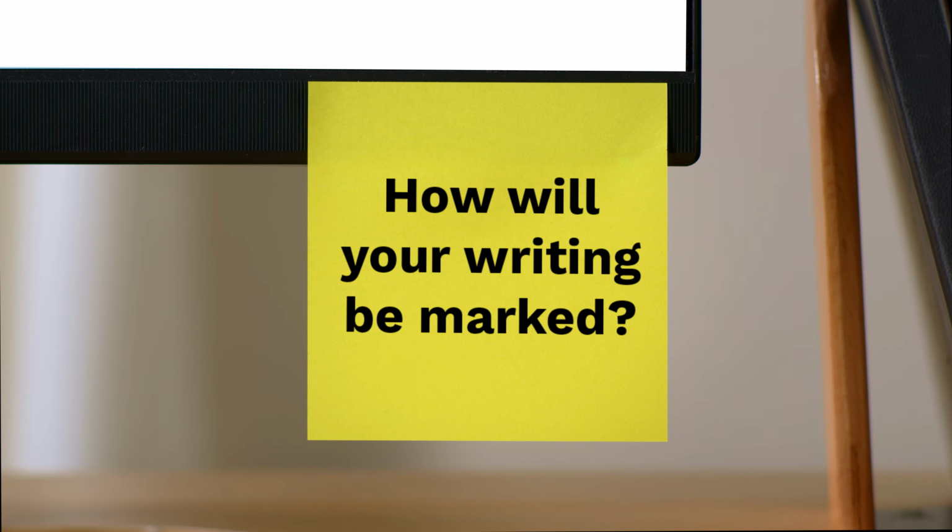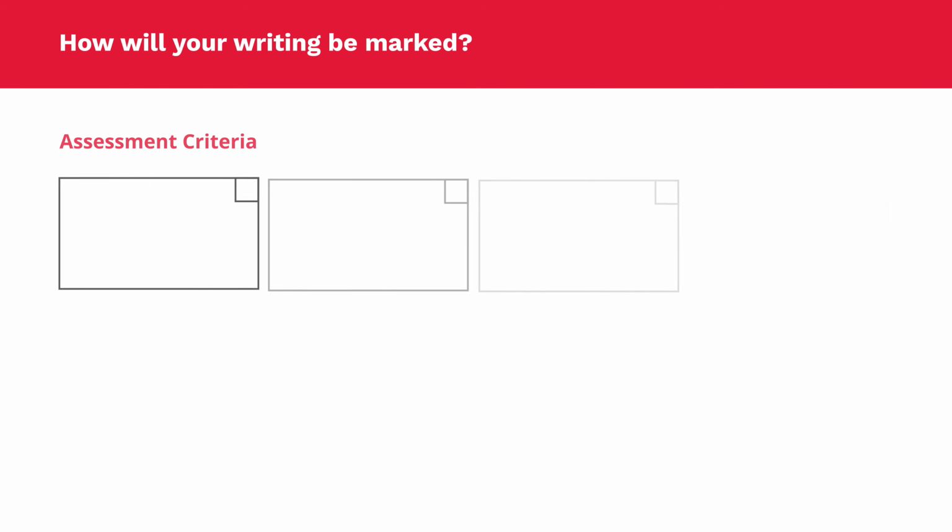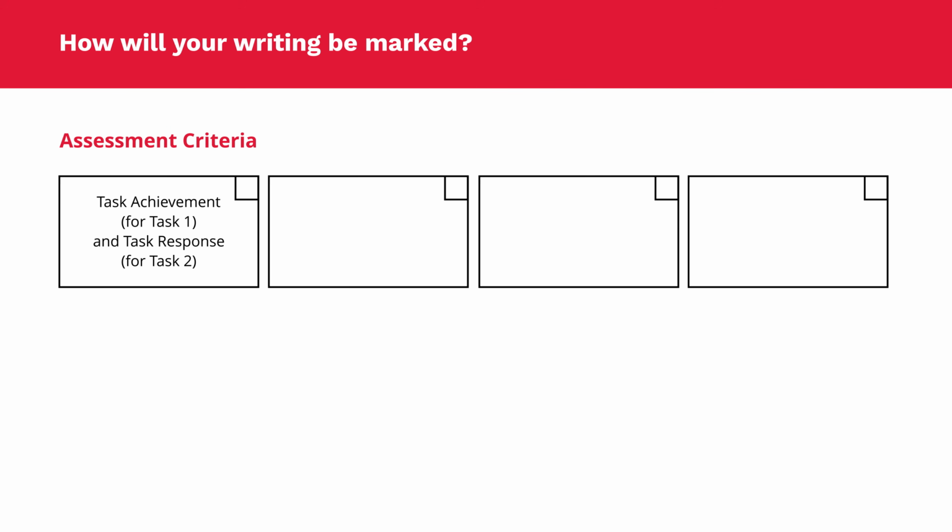How will your writing be marked? Examiners use 4 analytical assessment criteria. The average score across all 4 criteria provides your IELTS score for writing. The first criterion is task achievement. This is used for Task 1 responses.